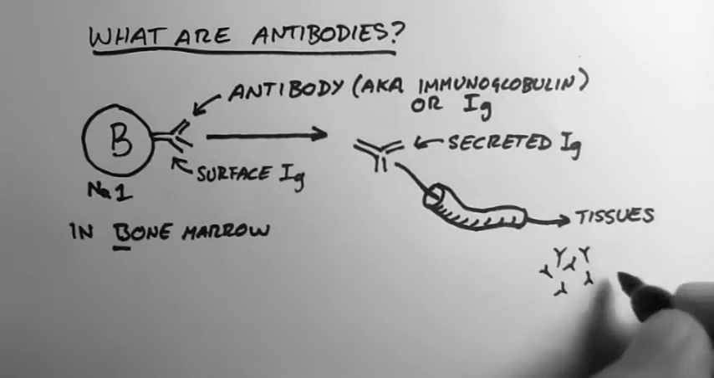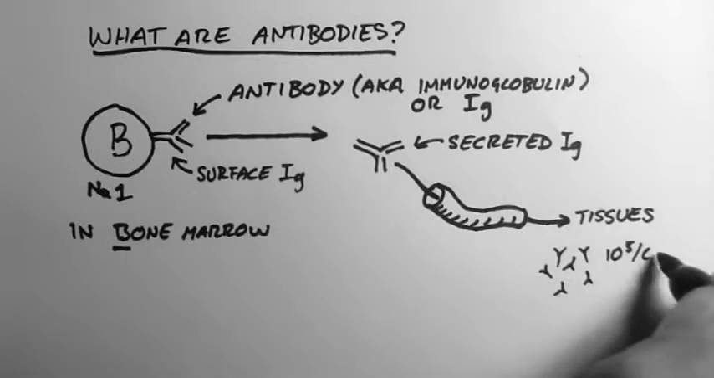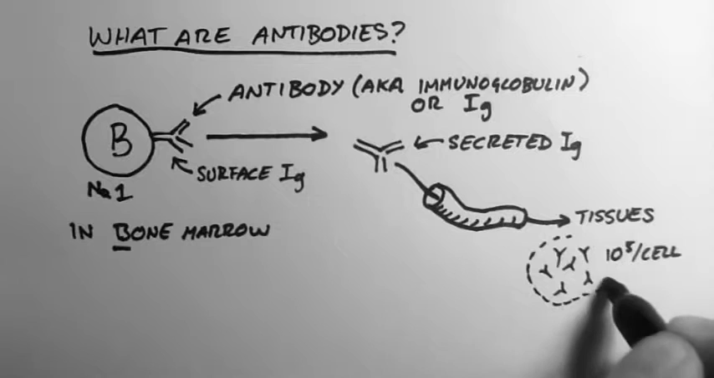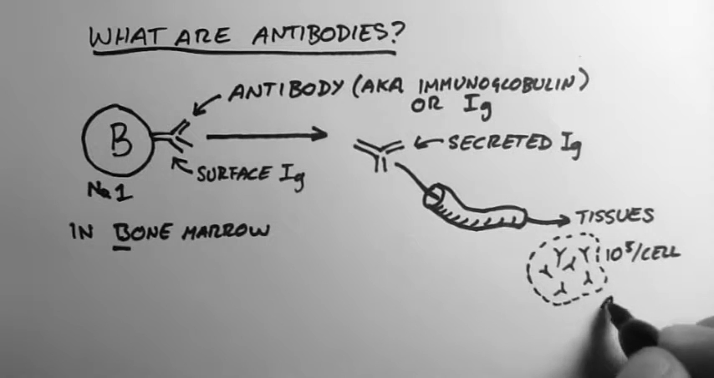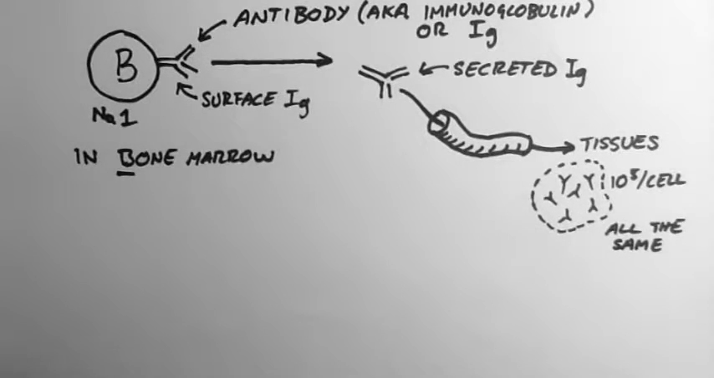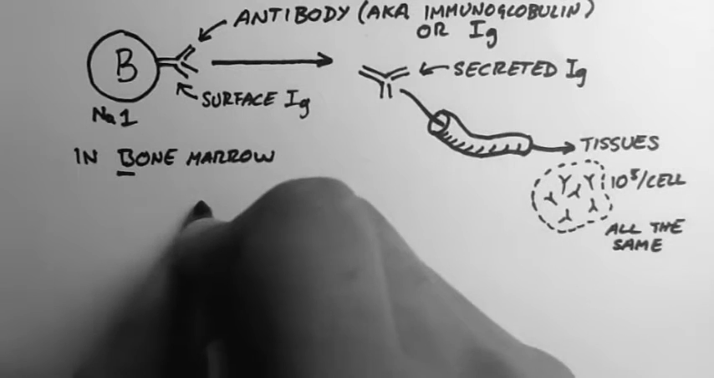A B cell produces about 10 to the 5 antibodies per B cell, which is a huge number of immunoglobulin molecules. But one B cell will produce all the same type of antibody. These will be almost identical.